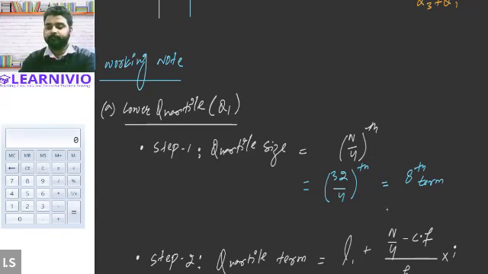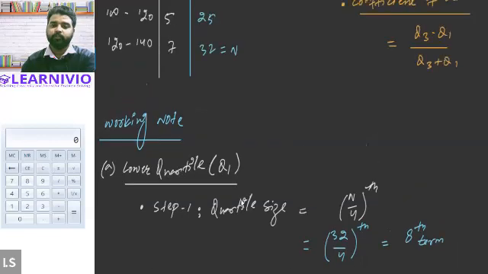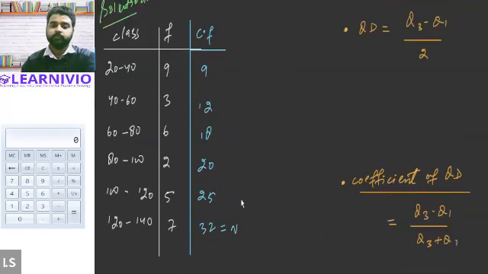Alexander, is this clear? Yes, sir. Okay. Now, in order to find the 8th term, we will go to the cumulative frequency column and find out 8. Tell me, will 8 fall after 9 or before 9? Before 9, correct?